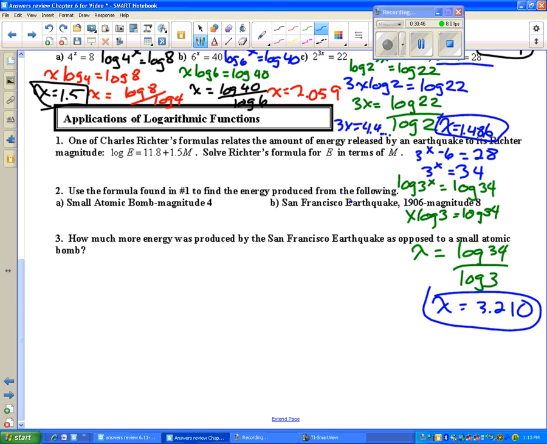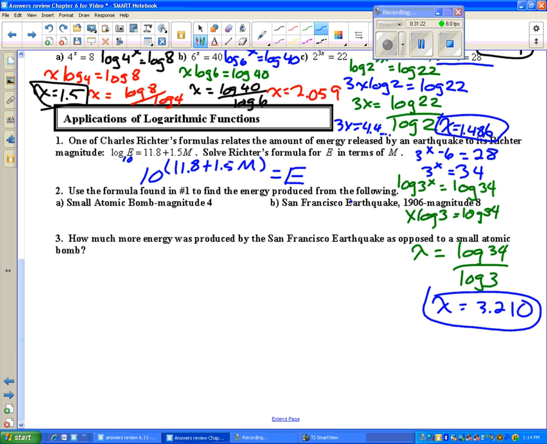All right. Last set of problems, application of logs. One of Charles Richter's formulas relates the amount of energy released by an earthquake to its Richter magnitude. Log E, so log base 10 of E equals 11.8 plus 1.5 times M. Solve Richter's formula for E. As we did before, this is base 10, so change it to an exponent. 10 to the 11.8 plus 1.5 M is equal to the amount of energy E.